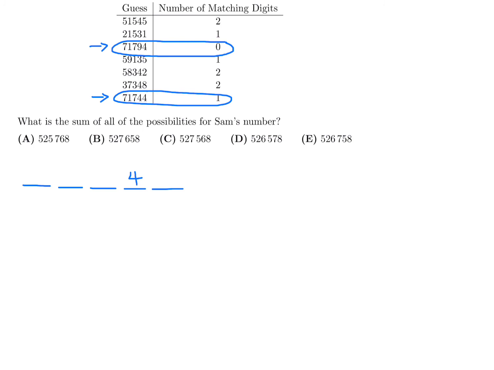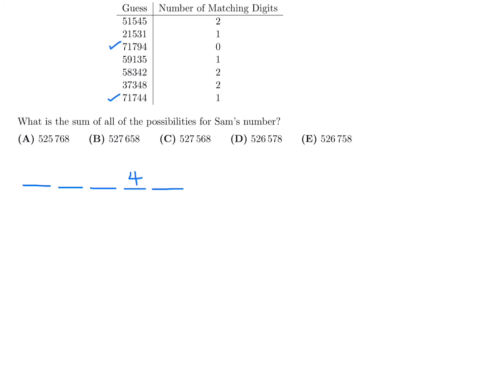Just to repeat, none of these are correct. Therefore, 7 is not correct, 1 is not correct, 7 is not correct, and the last 4 is not correct. The only one, by process of elimination, that must be correct is that 4. So looking at those two, the fourth digit must be a 4. We're done looking at those.